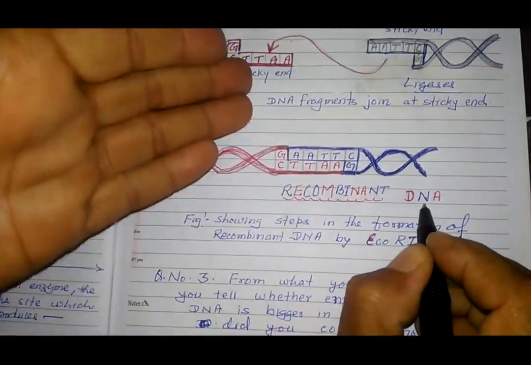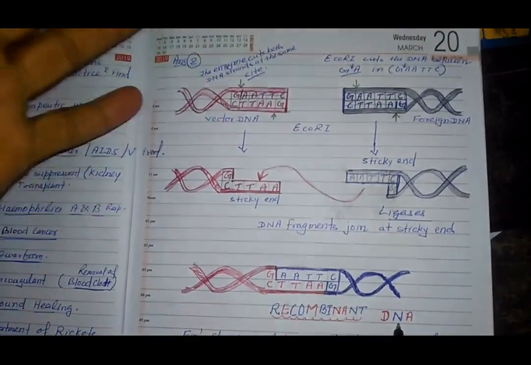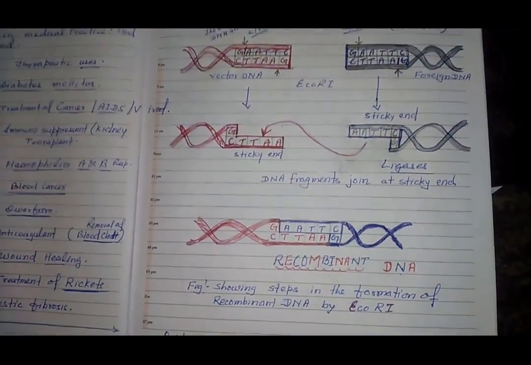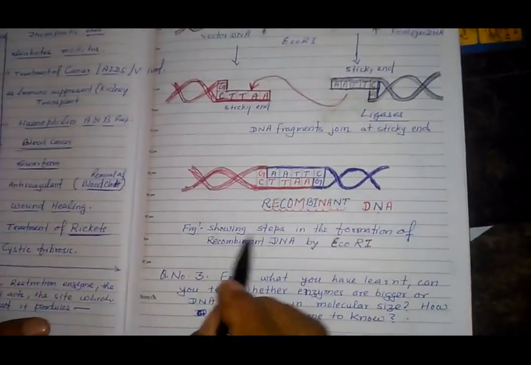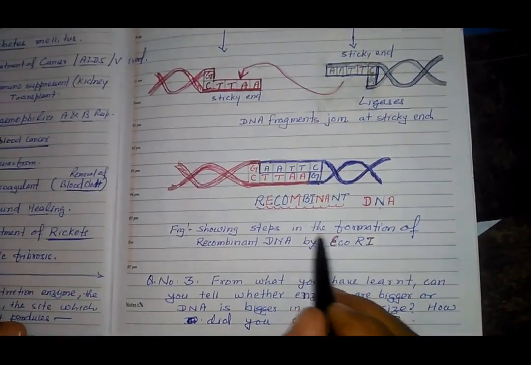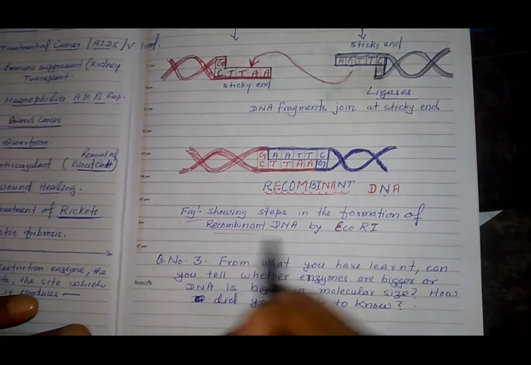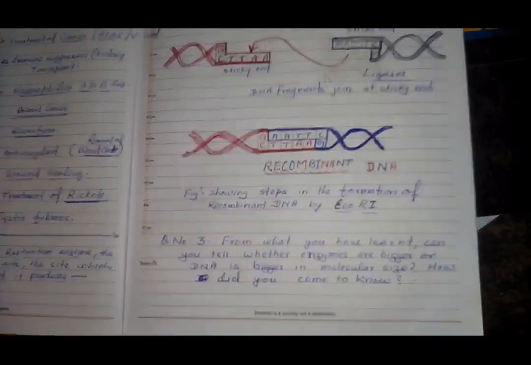So these are the steps I have already explained to you. If you explain this, you can write the explanation also, but here according to the question you only have to write the diagram sequentially. After that you will write that the figure is showing the steps in the formation of recombinant DNA by EcoR1. Okay. Now come to question number 3.